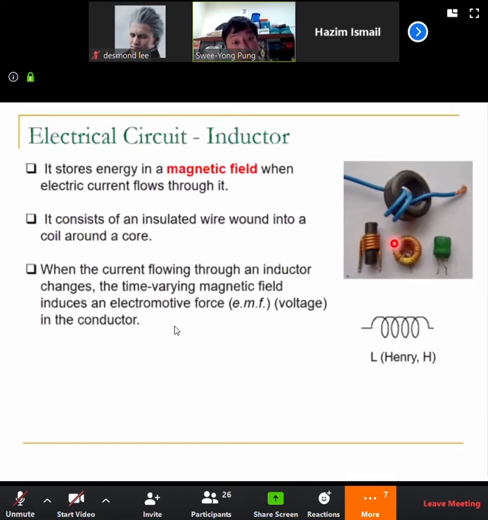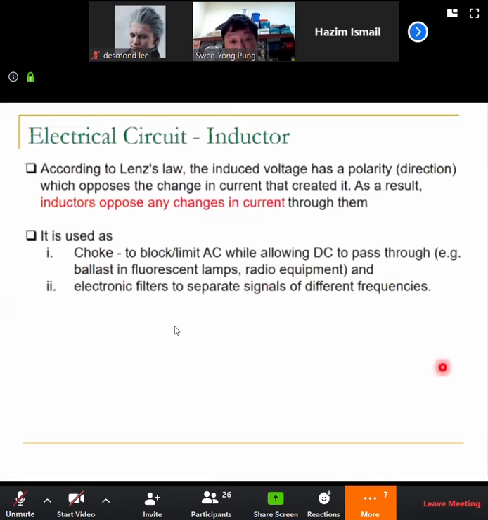In short, inductors can store energy in magnetic field, right? And the unit that we use is Henry, H here. H, Henry. We could use inductor in many applications again. It is normally used as a choke to block or limit AC while allowing a small or controlled amount of DC to pass through it.